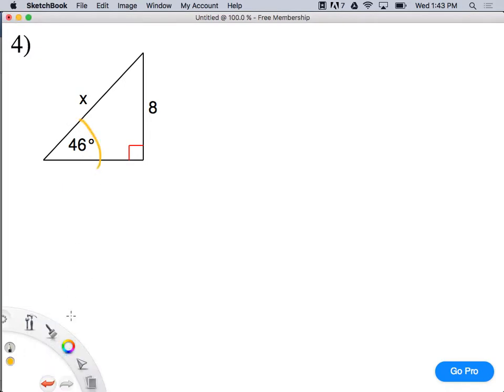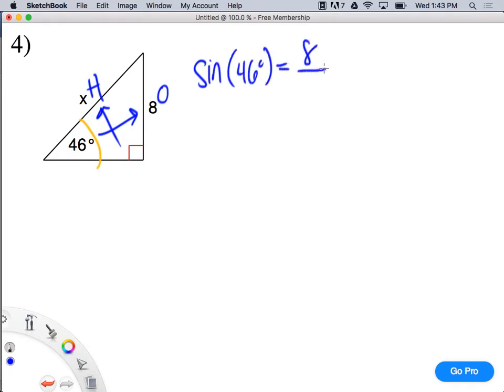Watch carefully. I identify my angle. I identify my sides. That's opposite. This is hypotenuse. Which uses opposite and hypotenuse? Sine. So the sine of 46 degrees equals opposite, which is 8, over hypotenuse, which is x.